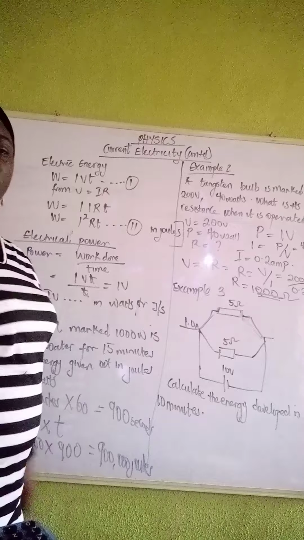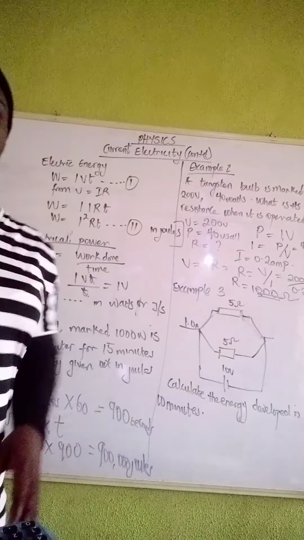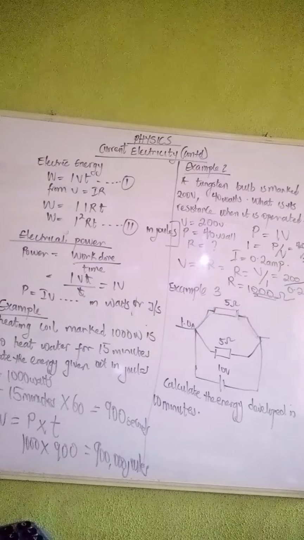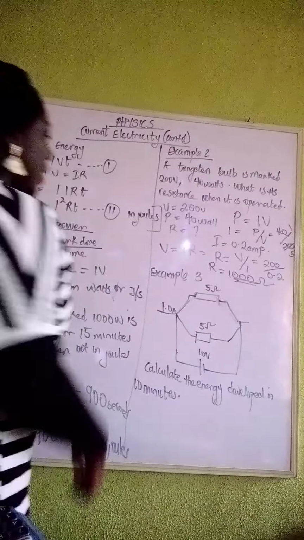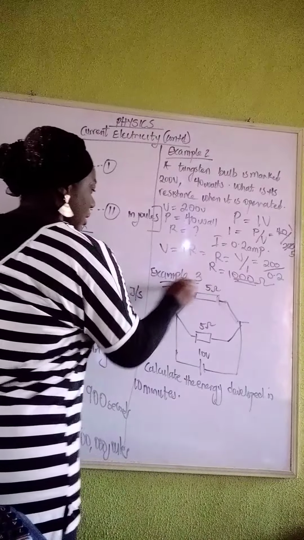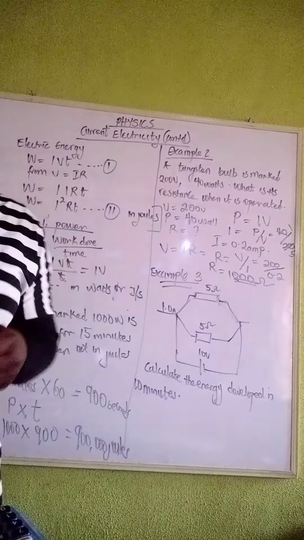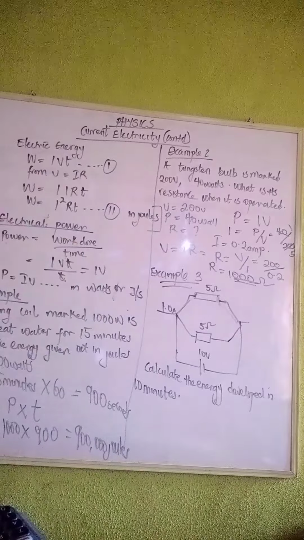Do you understand that illustration? Let me adjust the lens of the camera so I can view it well. Good. Now look at this example 3. I'll have to rub up the side for you to understand. Sorry.